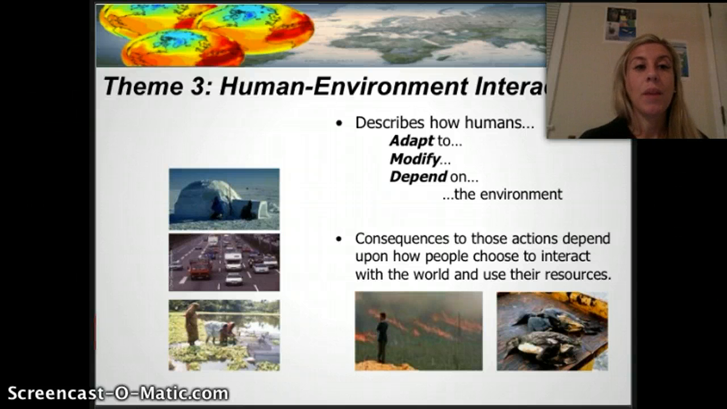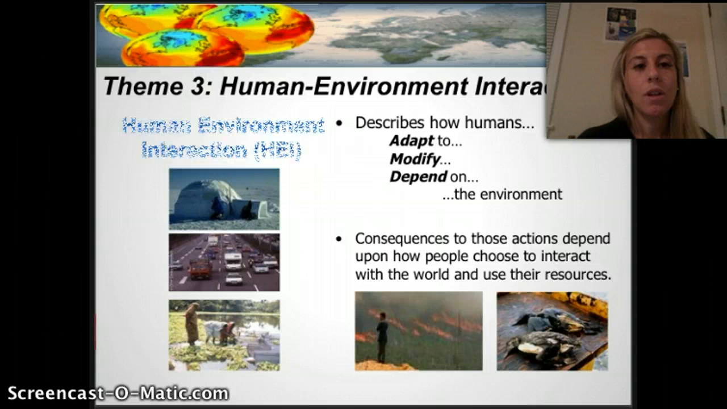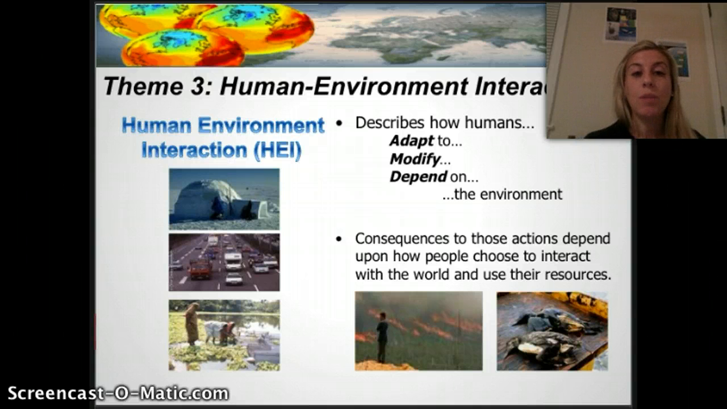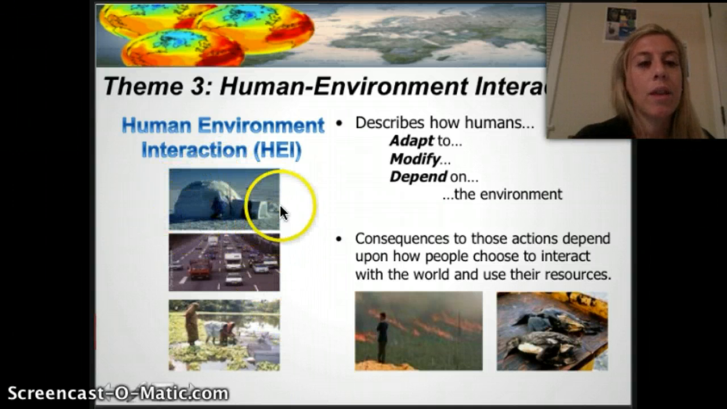Our third theme, human-environment interaction. Again, we're going to continue to call this HEI because it's such a long name. So HEI describes how humans adapt to the environment, modify the environment, or depend on the environment. What do we mean by that? Adapt to the environment. Check out our friends here in the igloo. They are living under some pretty frigid temperatures, but they've adapted to the environment by building themselves a shelter that's suitable for the location.